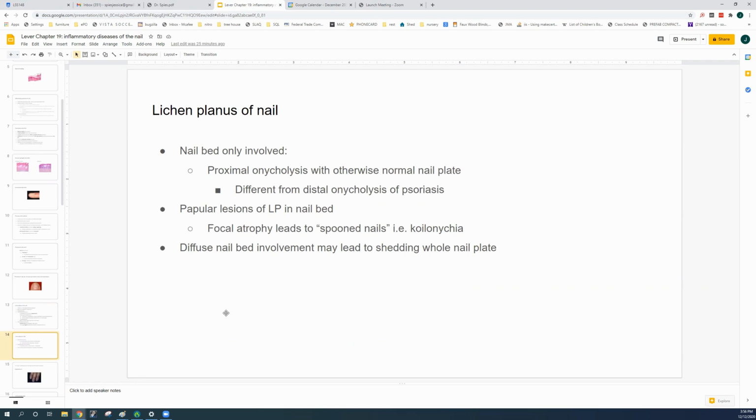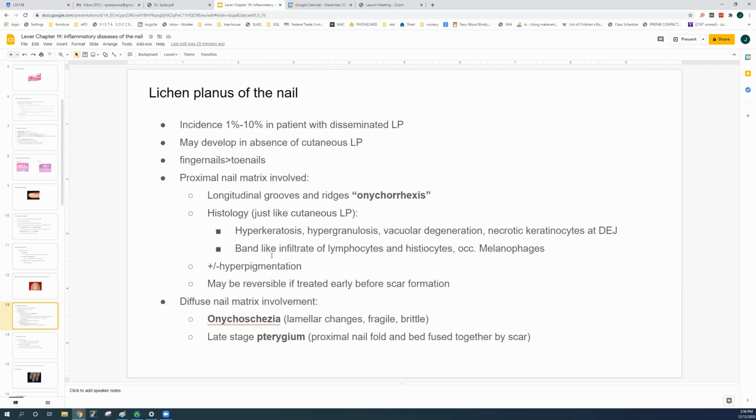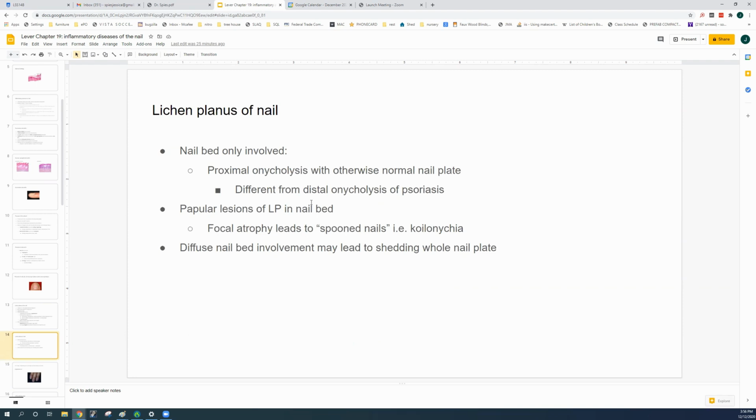When the nail bed only is involved, you get proximal onycholysis with an otherwise normal nail plate. And this is a very different presentation from the distal onycholysis that you get in psoriasis. You can also get papular lesions of lichen planus in the nail bed, and you get focal atrophy of the bed that leads to spooned nails or koilonychia. Another finding you can find in LP is shedding of the whole nail plate due to diffuse nail bed involvement.